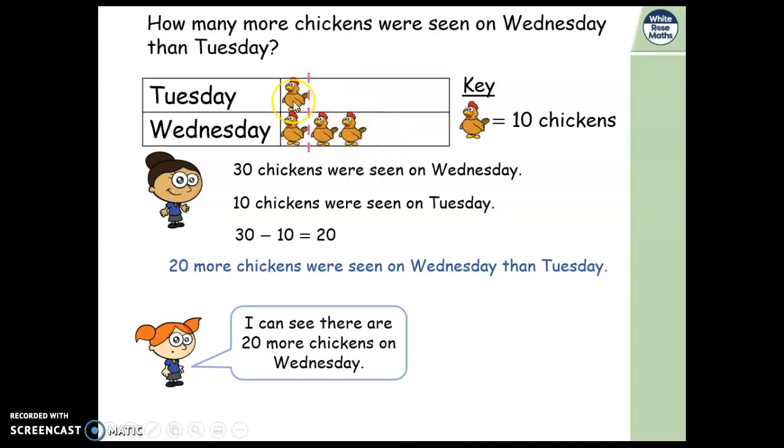So we haven't even needed to add up. We haven't even needed to take away. We've literally just seen what they've both got the same as. For example, if Tuesday had another chicken there, we put the line down here, and the difference would be just 10.